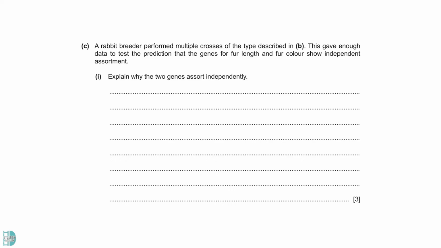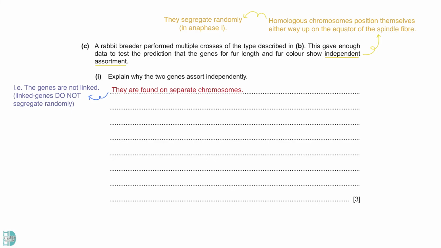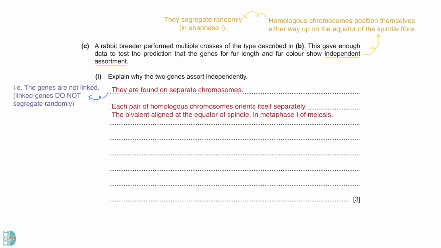C1. Explain why the 2 genes assort independently. Independent assortment occurs when the homologous chromosomes position themselves either way up on the equator of the spindle fiber. So, they segregate randomly. This happens to genes that are not found on the same chromosome. In other words, the genes are not linked. The bivalent or pair of homologous chromosomes orients themselves separately at the equator of the spindle. This is an event in metaphase 1 of meiosis.